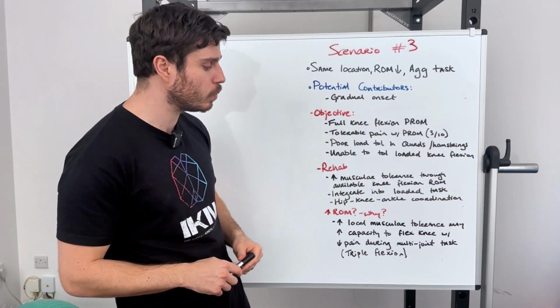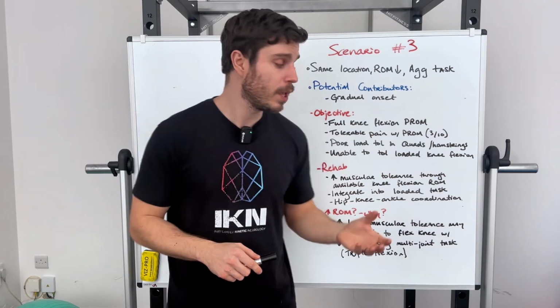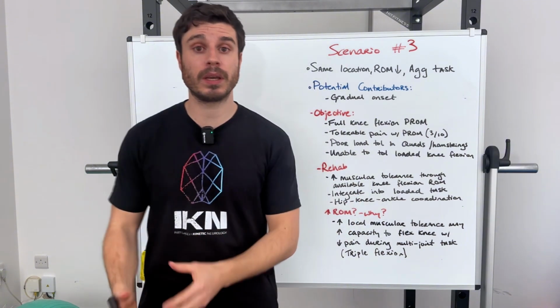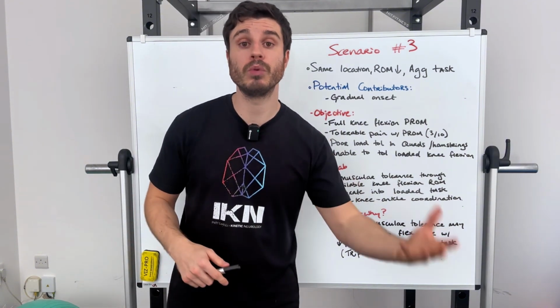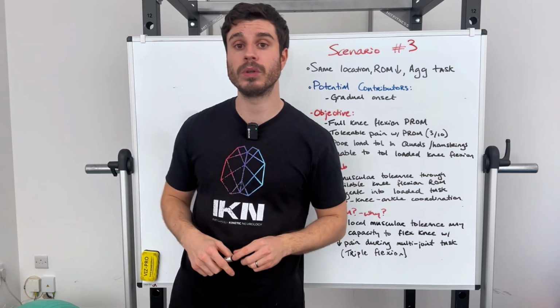So increasing things locally, increasing the load tolerance locally around the muscular tissues at the knee may help to increase the client's confidence with engaging into that knee into flexion during a loaded lunging task. It may reduce the sensitivity of the knee to that loaded knee flexion.